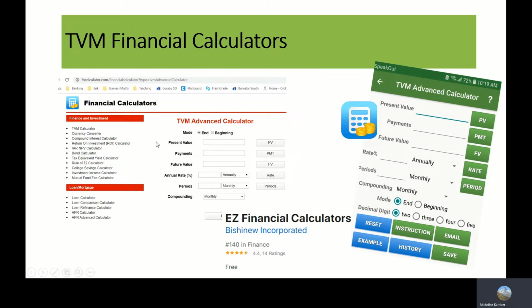You can also find the TVM solver online or as an app that you can download on your phone. Online, it is available at www.fnforfinancialcalculator.com, or the app you can download for Apple is called Easy Financial Calculators. The Android version is just called Financial Calculators, and they are both available free.